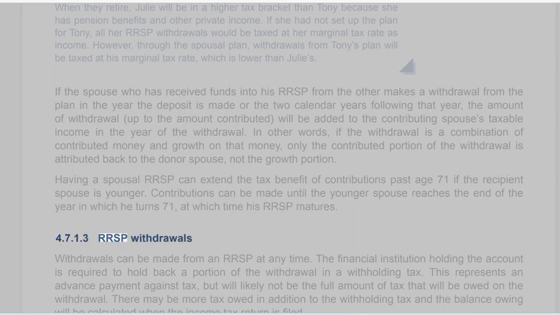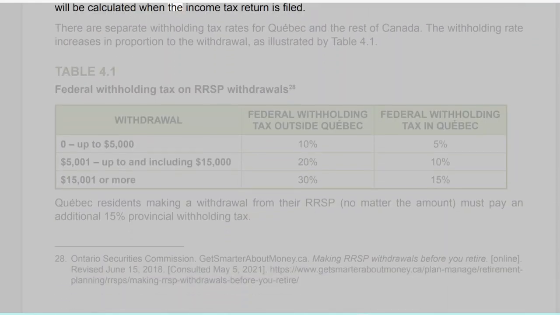4.7.1.3 RRSP withdrawals. Withdrawals can be made from an RRSP at any time. The financial institution holding the account is required to hold back a portion of the withdrawal in a withholding tax. This represents an advance payment against tax, but will likely not be the full amount of tax that will be owed on the withdrawal. There may be more tax owed in addition to the withholding tax, and the balance owing will be calculated when the income tax return is filed.